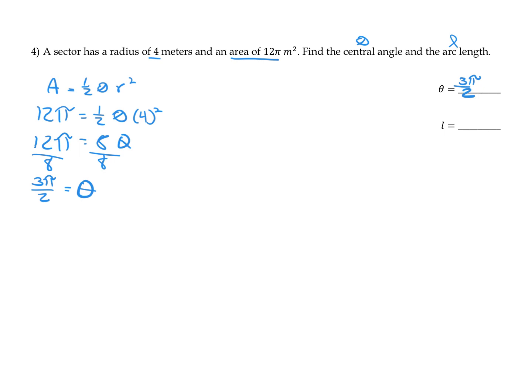Okay, so now we want to take that and find our arc length. So length is equal to theta times radius. So length is equal to 3 pi over 2 times 4. So this reduces, so my arc length is 6 pi. So 6 pi meters.